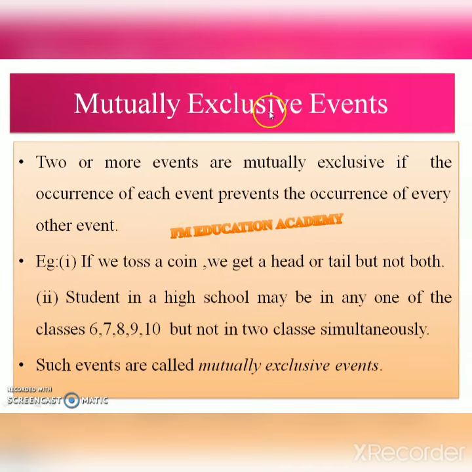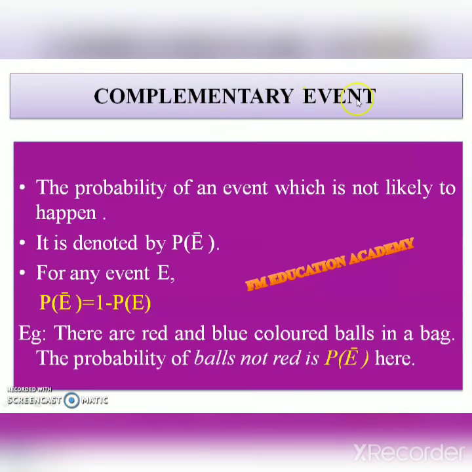By the name you can remember. Exclusive means specially that only. There is either 6 or 7 or 8. Similarly here, either we will get head or we will get tail. That is called mutually exclusive events. Now what is a complementary event? The probability of an event which is not likely to happen is called a complementary event. A complementary event in probability is indicated by P of E bar. This dash above E is known as bar.